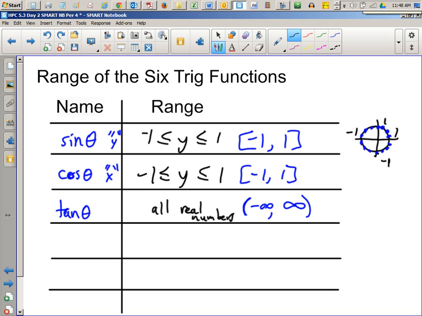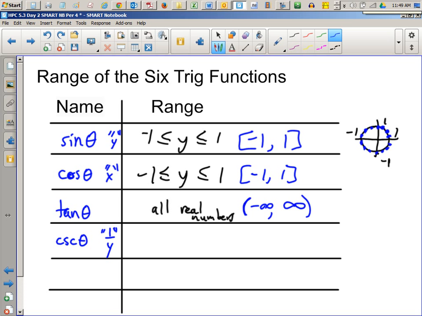You can get anything from dividing numbers between negative 1 and 1 by numbers between negative 1 and 1. You can produce anything, even a million. Okay? Let's talk about the other three. So the next one would be cosecant theta, also known as 1 over y on the unit circle.